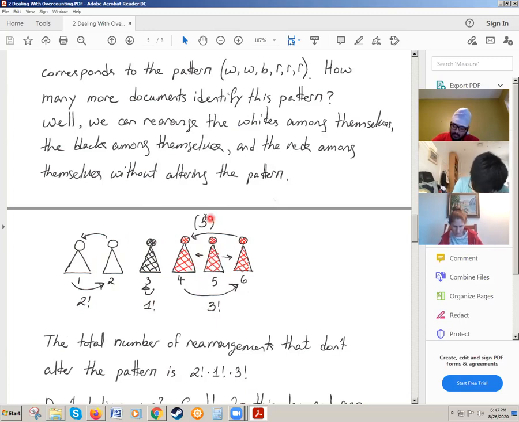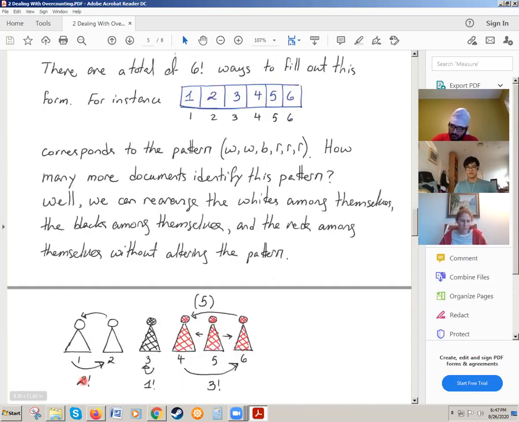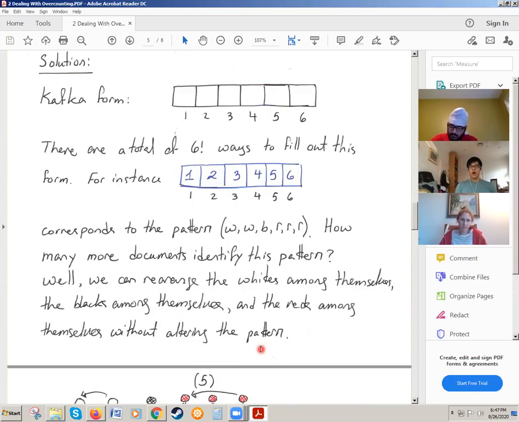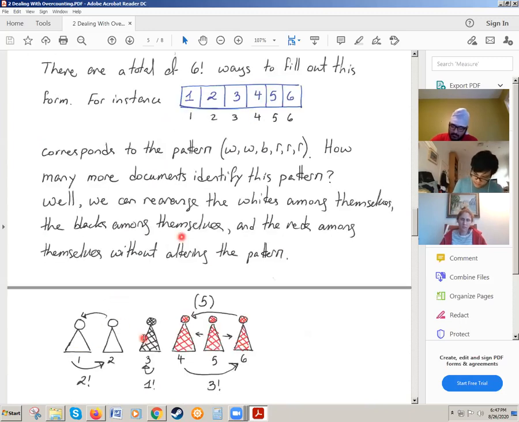If you don't understand this hand-wavy approach, I will try to explain it very precisely later. The pattern white, white, black, red, red, red repeats 2 factorial times 1 factorial times 3 factorial times in the documents here. And that will clearly be true no matter how I interchange the patterns. So every other pattern will repeat exactly the same number of times. What does it tell me?